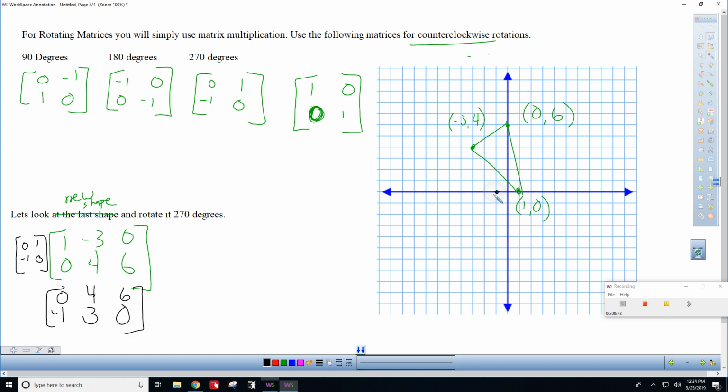0, negative 1. 4, comma 3. And 6, comma 0. And notice, yes, we have created an exact 270-degree rotation. So this point here has gone 3/4 of a circle to get to there. That's pretty sweet. Love it.